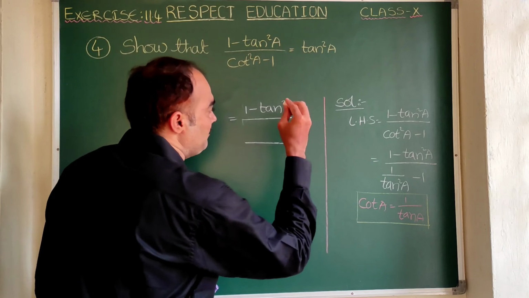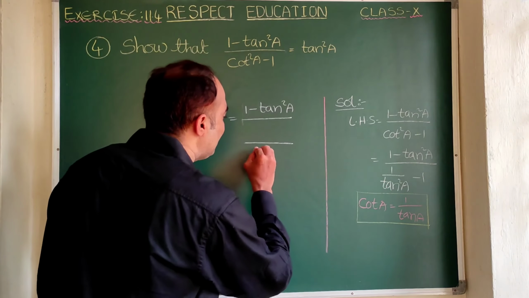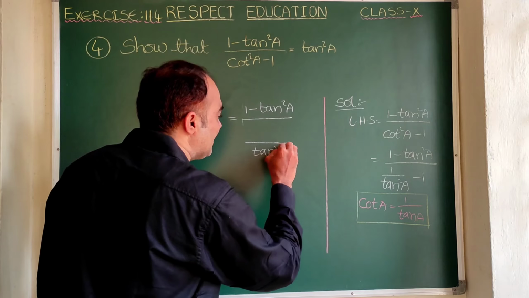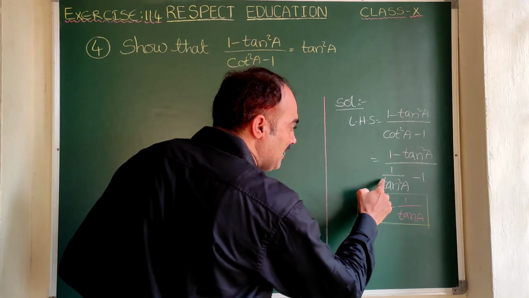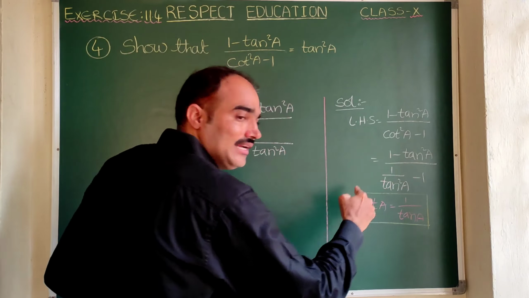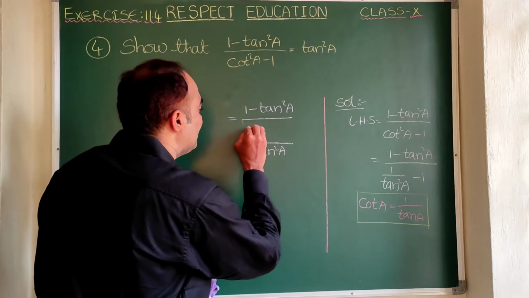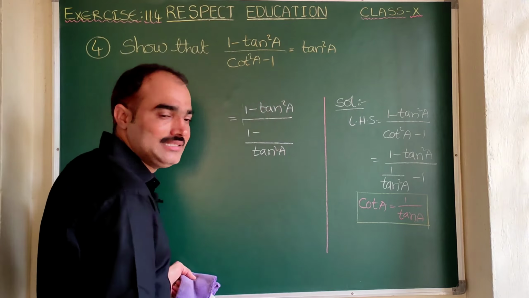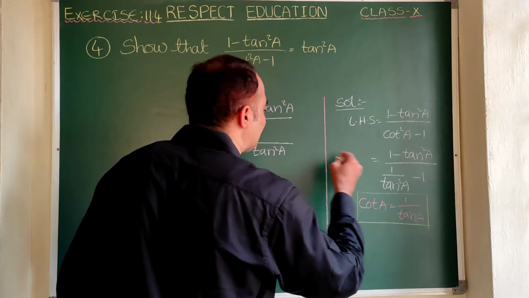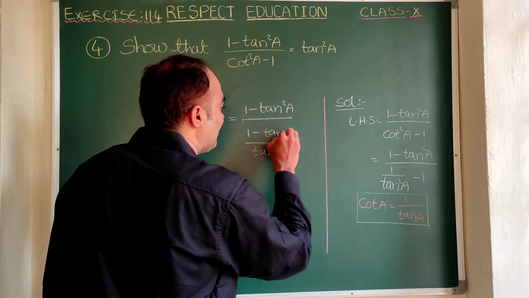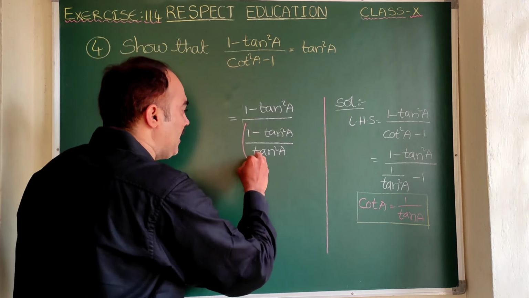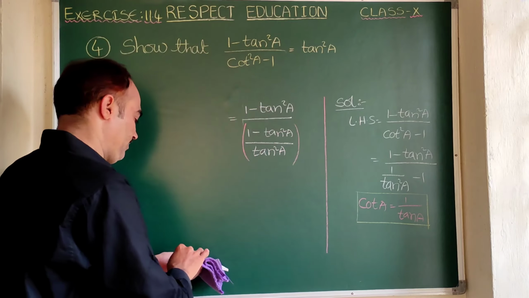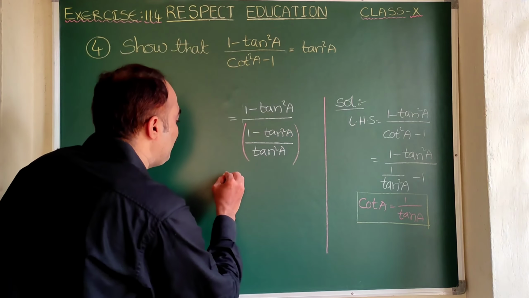Let us take LCM here. What is the LCM here? Tan square A is the LCM. Clear? So here, 1 by tan square A, whose denominator is tan square A, so we can write 1 as it is minus 1 into tan square A is tan square A. To not get confused, let us maintain this bracket for the denominator. Now, let us simplify this.